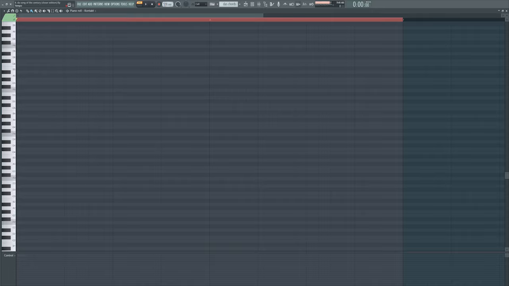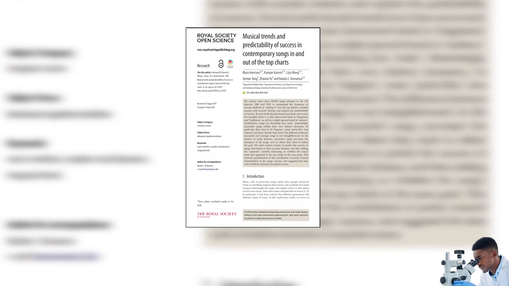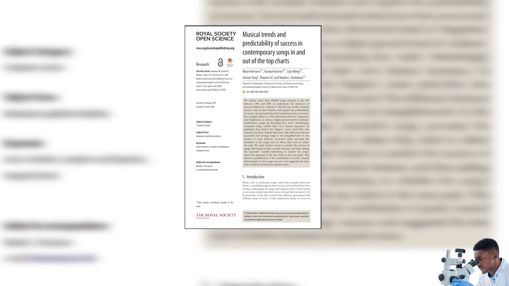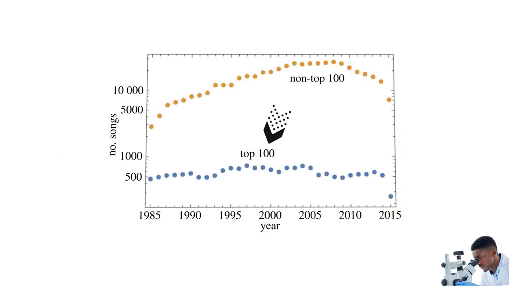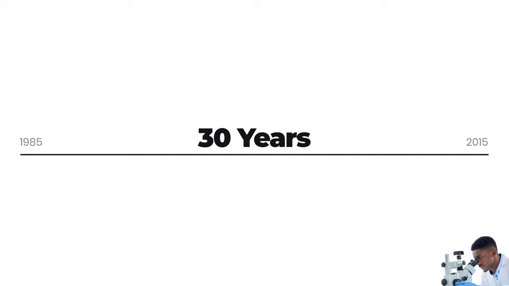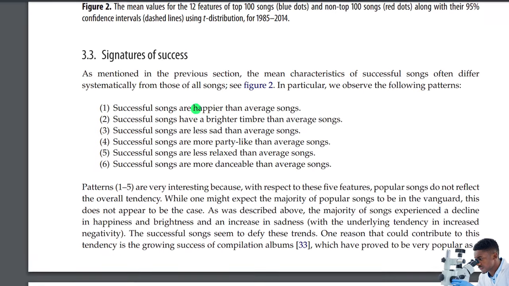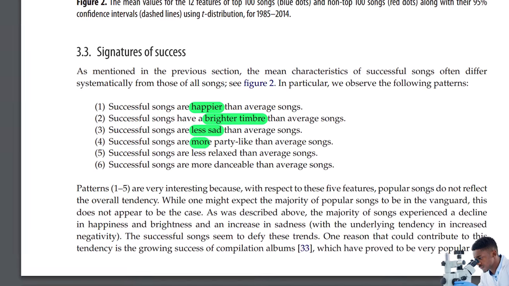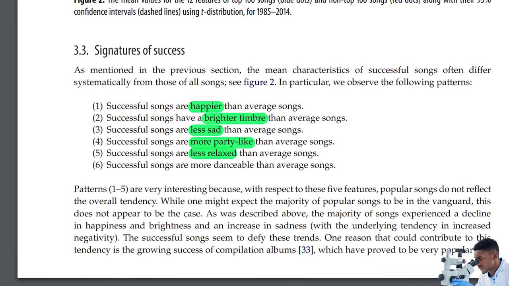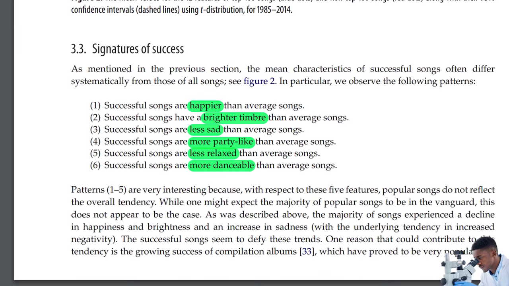Yes, science! Alright, so let's first create a chord progression by just following one of the studies. So one study analyzed the characteristics of songs in the top 100 charts and then compared them to those outside the charts. They used over 500,000 songs over a 30-year period and they actually found some distinct differences. And those were that the more successful songs are happier, have brighter timbre, are less sad, more party-like, less relaxed, and more danceable compared to average songs.